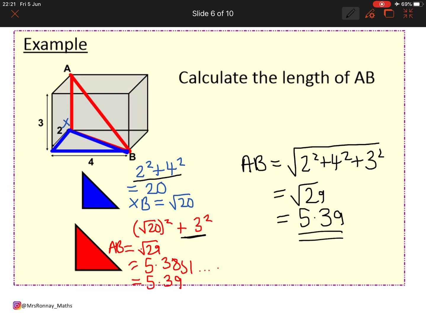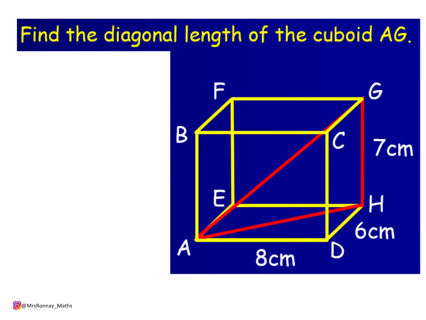Much easier. Okay, so that's the method I'm going to use just now, but if you want to do the two separate triangles, please feel free to do so. Okay, so we should do the same thing for this one. Find the diagonal length of the cuboid AG.